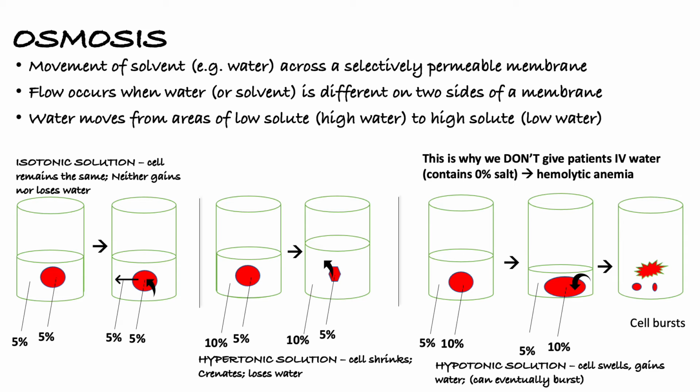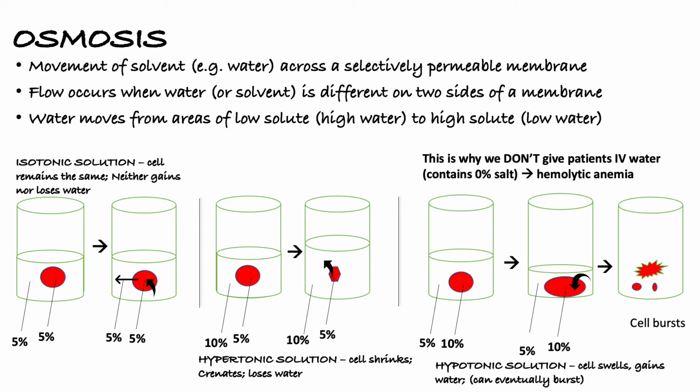So the flow occurs when the water or the solvent is different on two sides of a membrane, and the water is going to move from an area of low solute concentration to a place of high solute concentration. All right, so I have here something very applicable. I'm going to talk about it in the next slide.